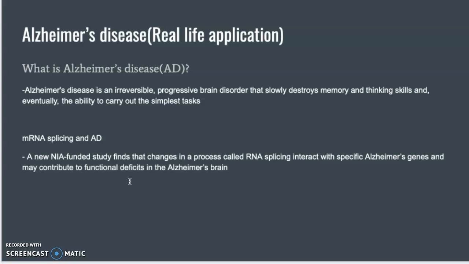And Alzheimer's disease, an NIA-funded study, not newly funded because it is from December 2018, finds that changes in a process called RNA splicing interact with specific Alzheimer's genes and may contribute to functional deficits in the Alzheimer's brain.